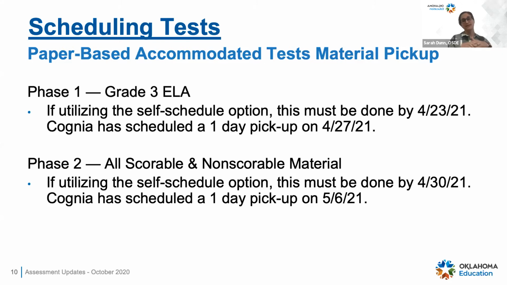The second phase is where we consolidated the old second and third phase. So it's all scoreable and non-scoreable materials will now be shipped back together. So that would be answer documents and test booklets will get shipped back together for phase 2. The date that Cognia has scheduled to have UPS come to your districts and pick those up is May 6th. But if you want to schedule an earlier date, you can do that. It just needs to be done by April 30th.